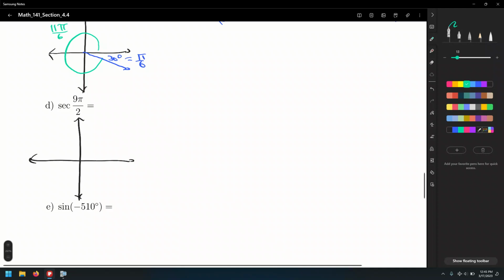All right, let's see. So 9 pi over 2. How about we rewrite it as secant of 8 pi over 2 plus pi over 2. Do we agree with this? But hold on, check this out. 8 pi over 2 reduces to 4 pi, plus pi over 2. What is the 4 pi going to tell us anyway? Any ideas? 2 rotations, right?